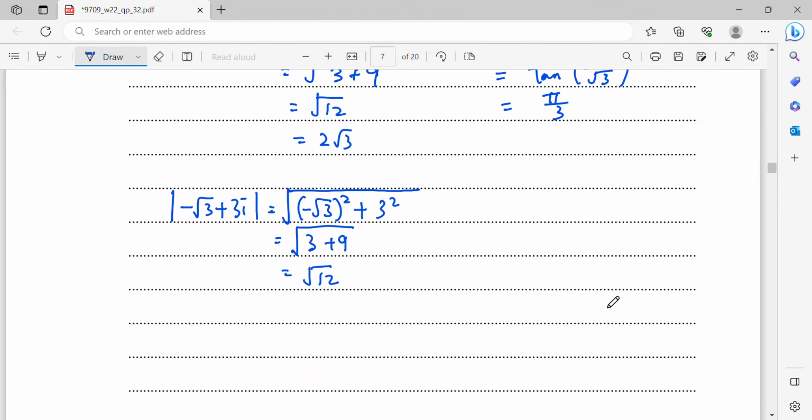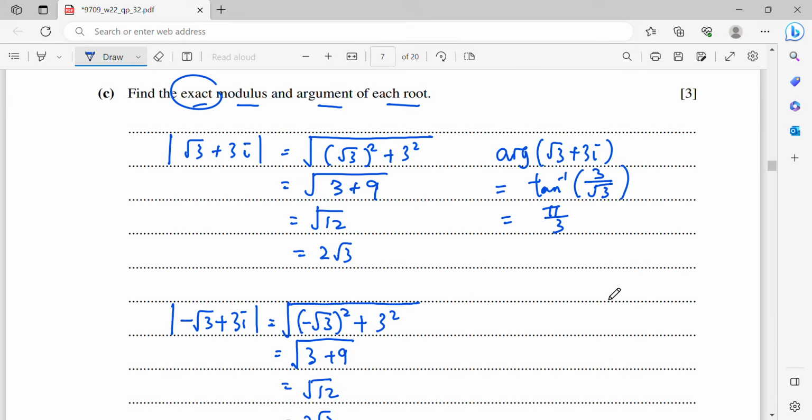So I will be getting 2 root 3 as well. Okay, now for the argument of negative root 3 plus 3i. Okay, so for this argument, let's check the Argand diagram.